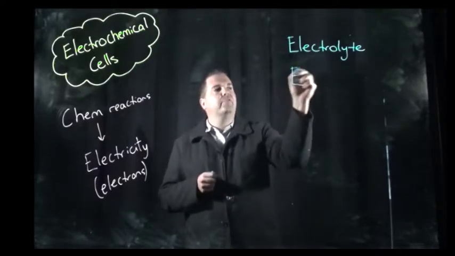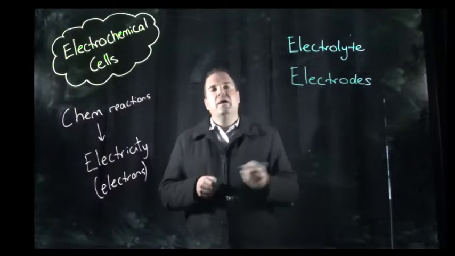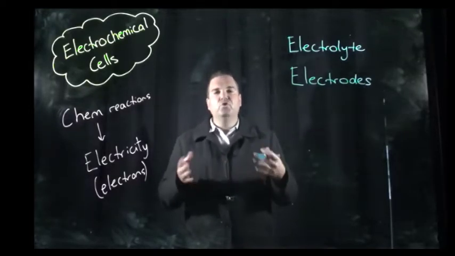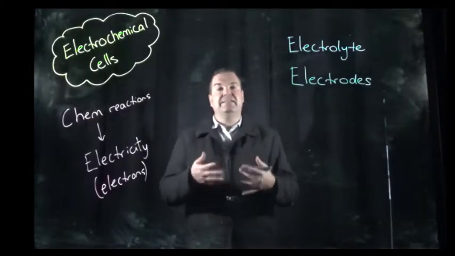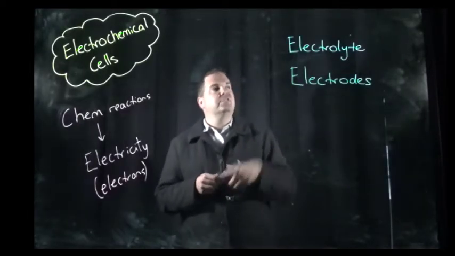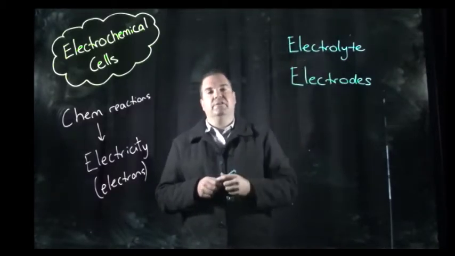We're also going to have electrodes. Electrodes are normally metals when we're talking about electrochemical cells. They don't have to be, but they're something that conducts electricity. They're a solid, whereas the electrolytes are normally liquid or a paste. Both of them conduct electricity.